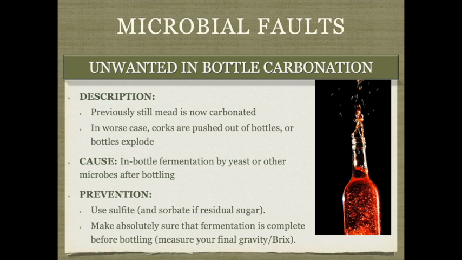The next microbial fault is unwanted in-bottle carbonation. Now, some of us try to make carbonated mead by adding a little bit of priming sugar to the bottle, or sometimes doing the Charmat technique where you add some to the keg. That's controlled and that's done on purpose. What we don't want, though, is if it just starts fermenting and carbonating without us knowing about it, because then it's uncontrolled, and sometimes the corks are pushed out of the bottles, or in worst case scenarios, the bottles just start exploding.